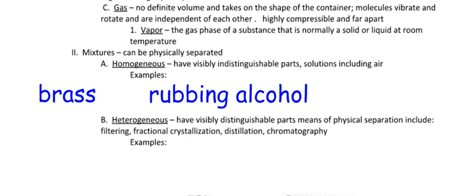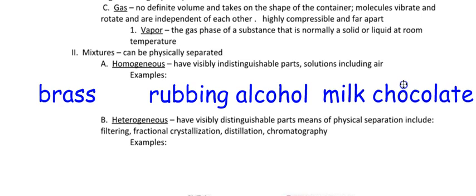And of course, because it's me coming up with these, I have to get chocolate in my answer somehow. So milk chocolate would be a homogeneous mixture. I cannot see the different parts layered together. It all looks and tastes the same yumminess. So that'd be a homogeneous mixture.